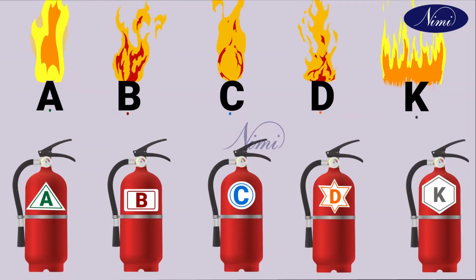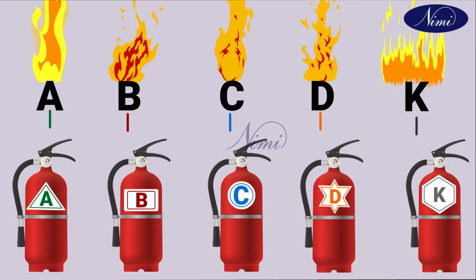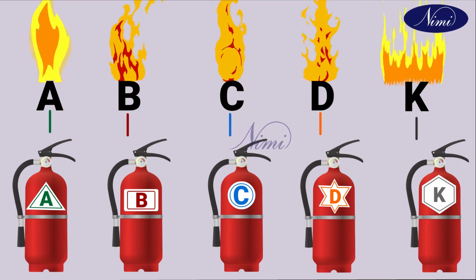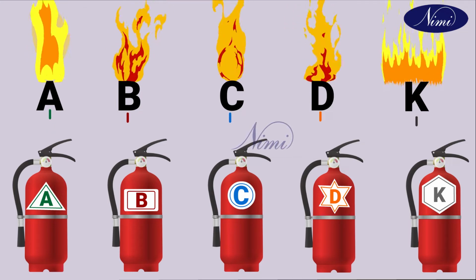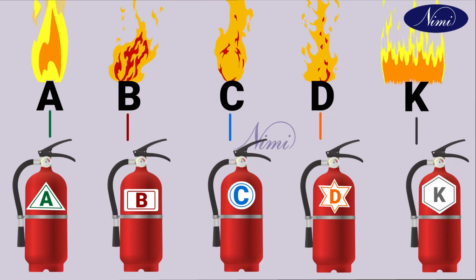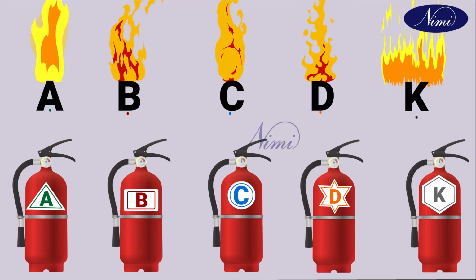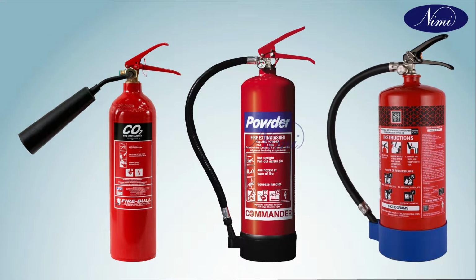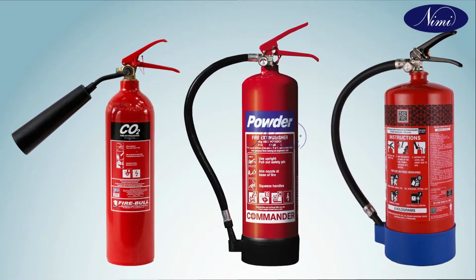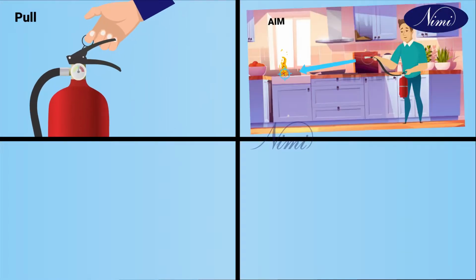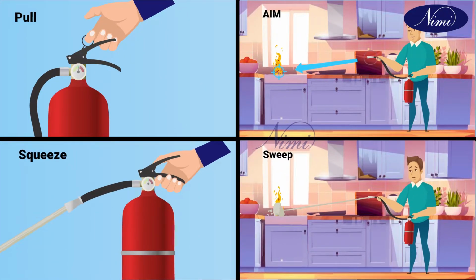So, in order to select the right type of extinguisher to put out a fire, you must understand the different classes of fire. By analyzing the type of fire, we can determine which type of fire extinguisher is to be used to extinguish the fire. Let us assume that we have identified the fire extinguisher to be used. The next question is how to use it. There is a method to operate a fire extinguisher safely.